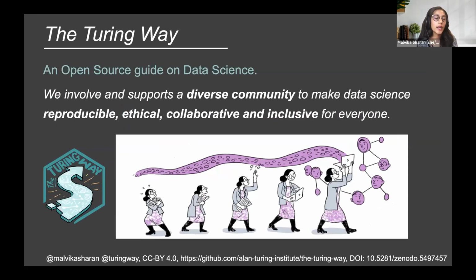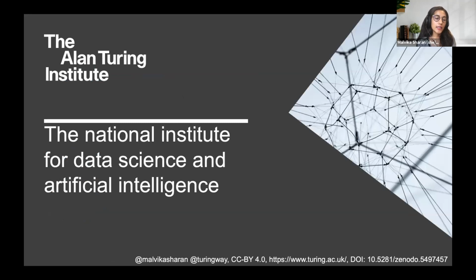We believe that to make our project truly beneficial and comprehensible for as many people as possible, we need to collaborate with people with diverse skills, backgrounds, lived experiences, and domain knowledge. It is a part of the Alan Turing Institute, which is the National Institute for Data Science and Artificial Intelligence in the UK.